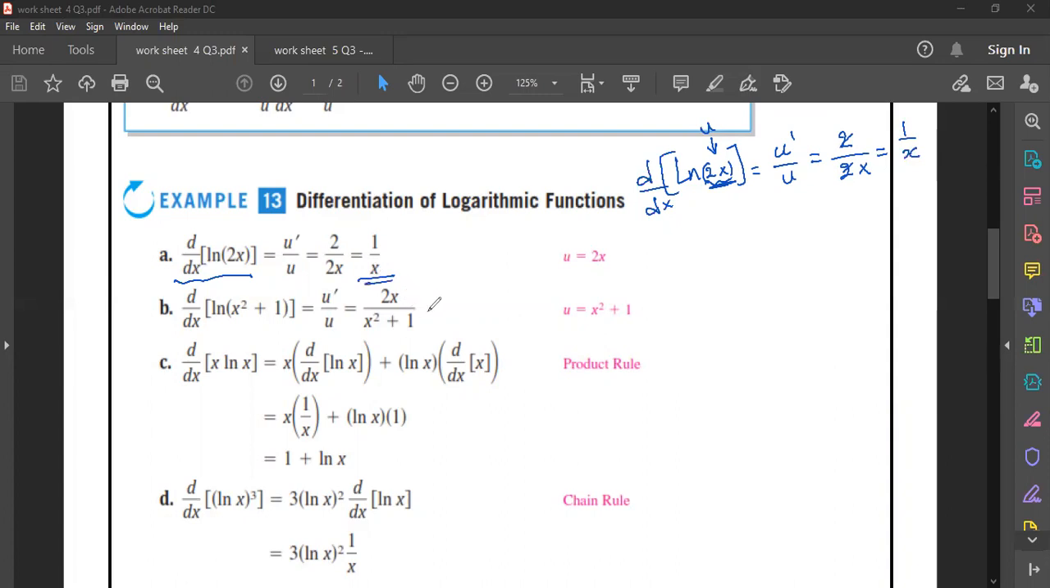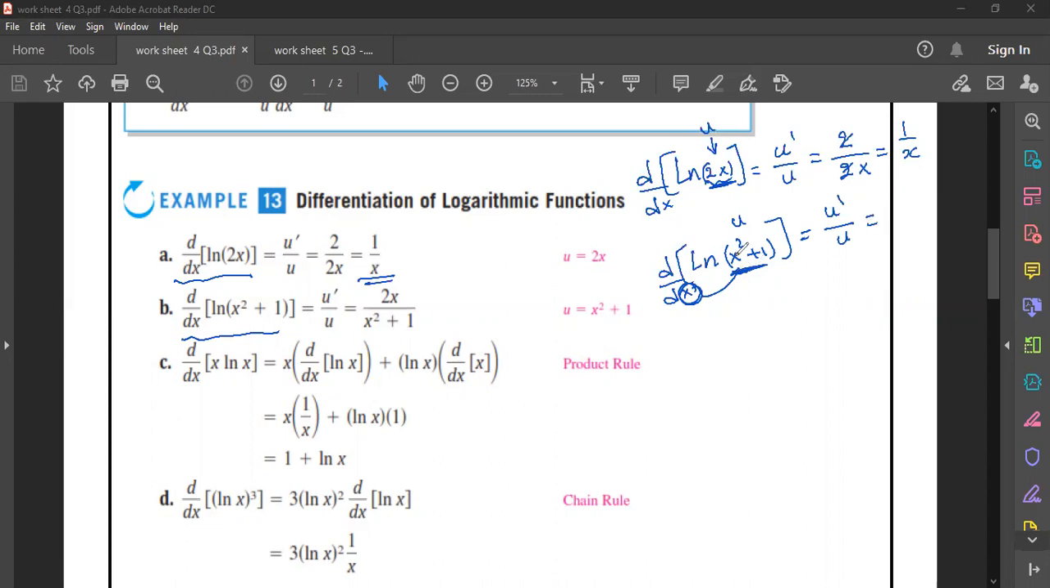I think it's so trivial. Let's solve the next problem. How do we find the derivative of ln of x squared plus 1? The derivative of this function with respect to x. As you see, the variable we differentiate with respect to is the variable of the function itself. So it will be u prime over u. But I have to know where u is. This one. That is the inner function.